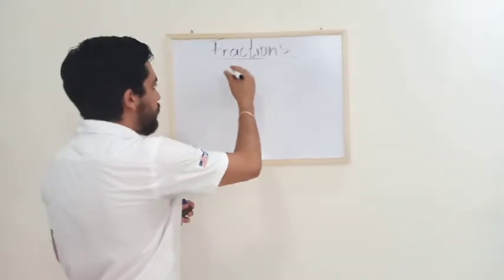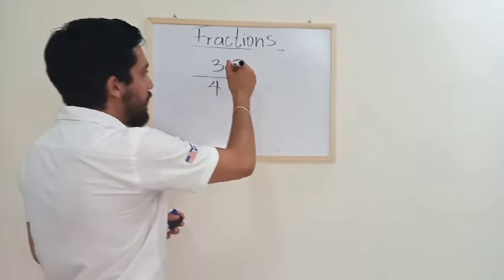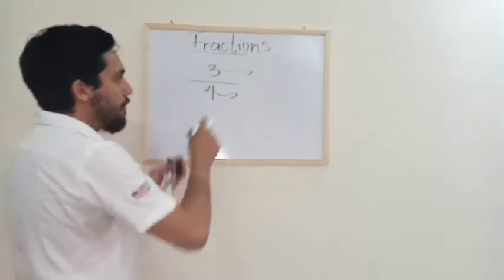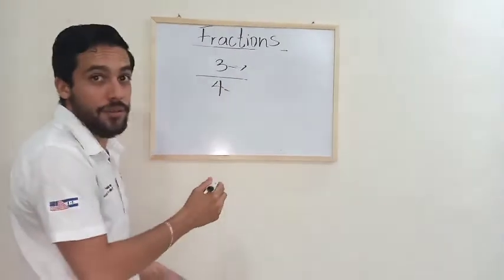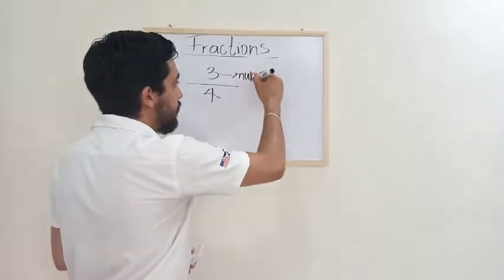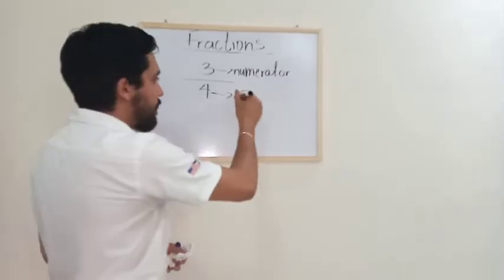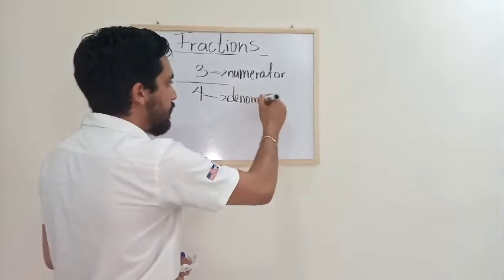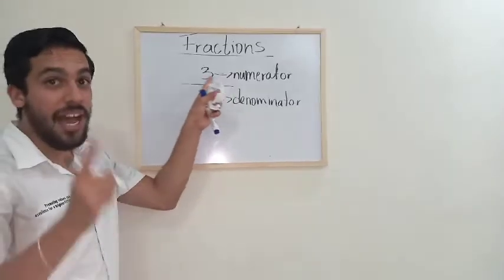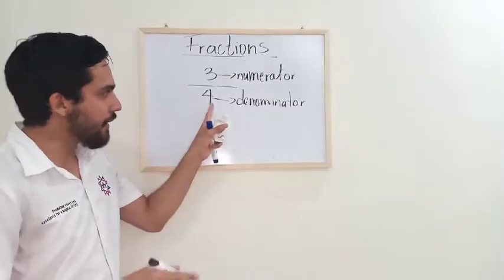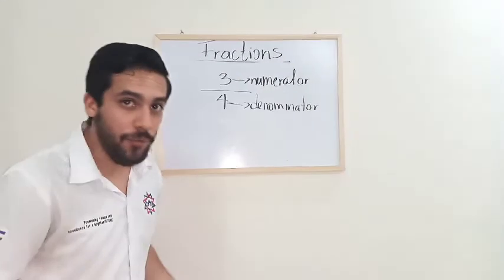In this case, I'll write this fraction 3/4, okay? The number that is at the top is called the numerator. And the number at the bottom is called the denominator. So, the number at the top tells you how many pieces were taken, and the number at the bottom tells you how many pieces there are in all, okay?